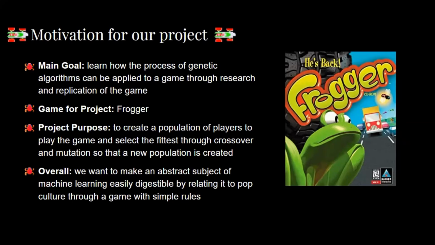So we chose the game Frogger, which is a very popular arcade game from the 80s that is still very popular today. And what we wanted to do was to create a population of players to play the game. And through that, we want to select the fittest through crossover and mutation so that a new population is created with the fittest individual. And just overall, we wanted to make an abstract subject of machine learning easily digestible by relating it to pop culture through a game that has very simple rules.